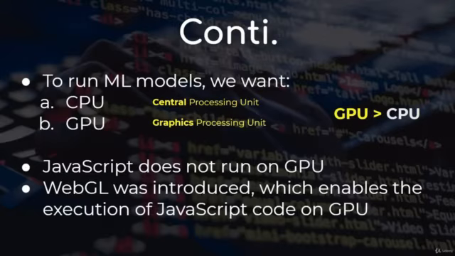But initially the problem was that JavaScript could not directly interact with GPU. So later on developers introduced WebGL, which is a web graphic library for rendering or loading 2D or 3D graphics. This library made it possible for the interaction between JavaScript and GPU.